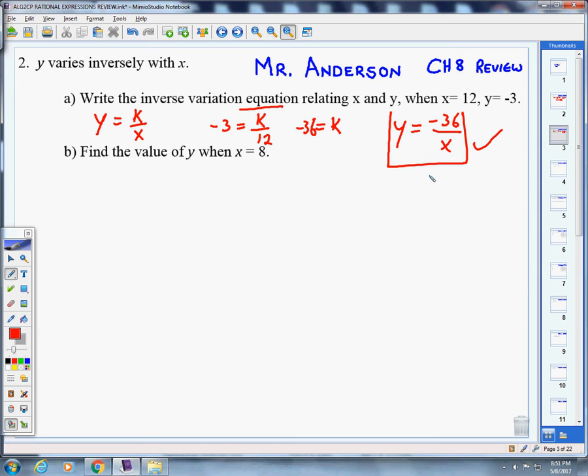inverse variation equation. Now we need to find y when x equals 8. So just plug in 8 for x. Y equals negative 36 over 8. And we can simplify this. Looks like we can divide the top and the bottom by 4. So that would be negative 9 over 2. And there's our answer. You could say negative 4.5. That's an exact decimal, so that'd be fine.